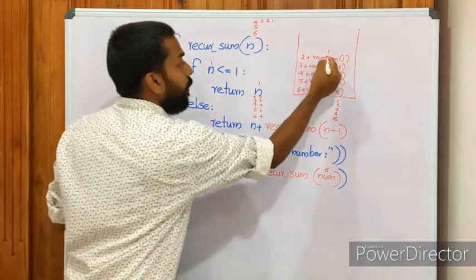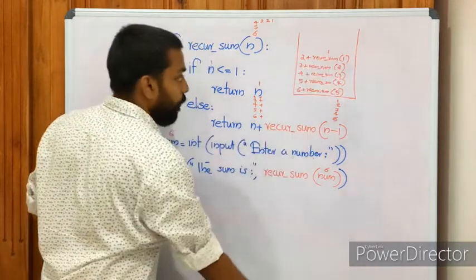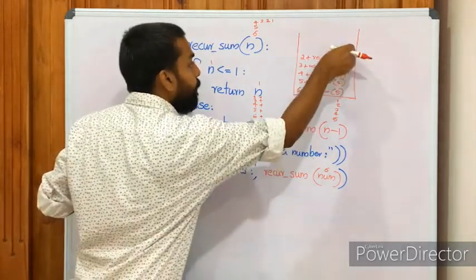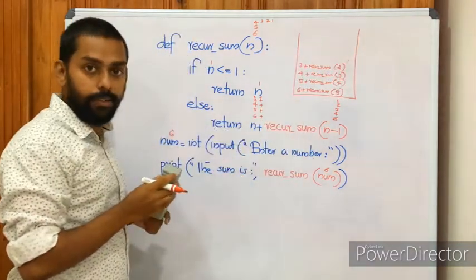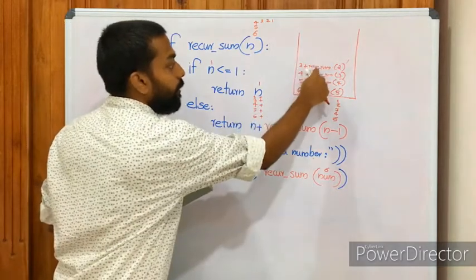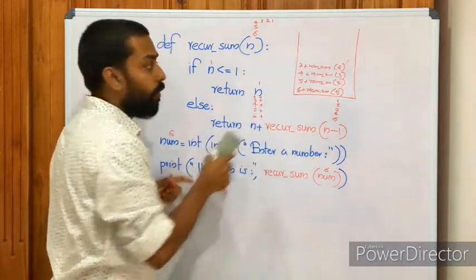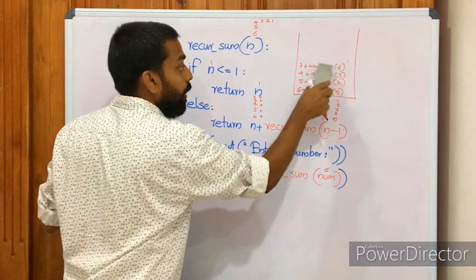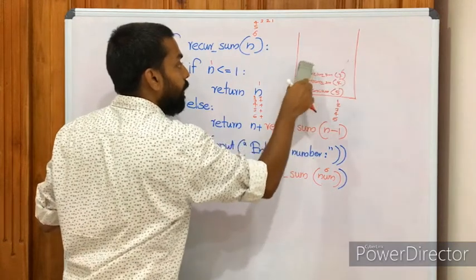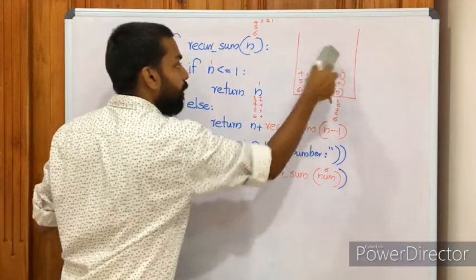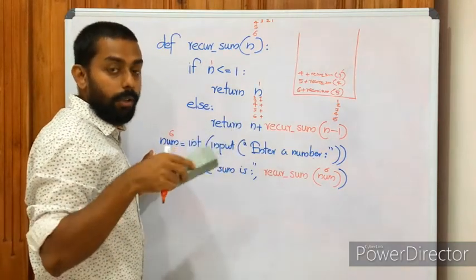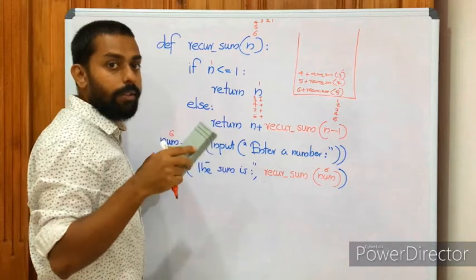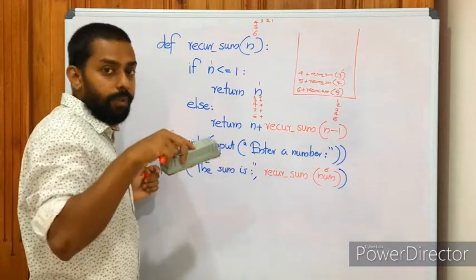Okay, this we know is a stack, so this will be popped out first. 2 plus 1, that is 3. We know 3 is the result of recursion of 2. So 3 plus 3, that is 6, will be the result of that function calling. We know stack follows LIFO, last in first out. The last input item can be taken out first.